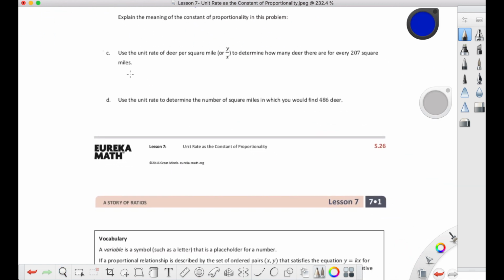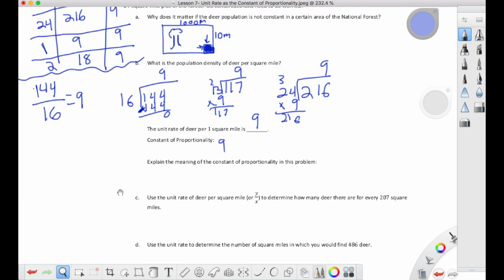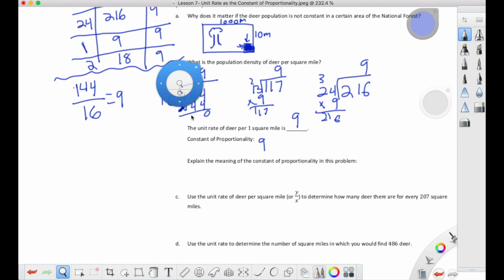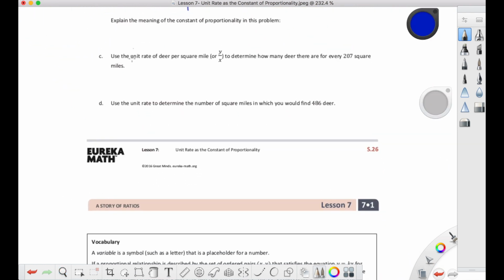C. Using the unit rate of deer per square mile, or y over x. So in this table, if we treat this as x and we treat this as y, all of our numbers would be y over x. I don't know why I write my y's two different ways, but I do. Okay, so using the unit rate of deer per square mile, or y over x, and in this problem this equals 9, determine how many deer there are for every 207 square miles.